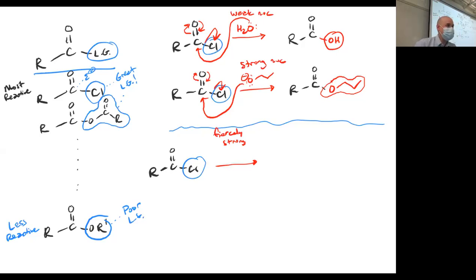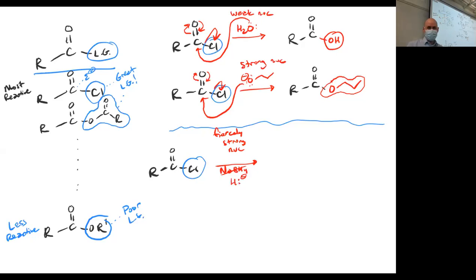LiAlH4? NaBH4. All right, you're going. Sodium borohydride. Sounds fine. Fiercely strong nucleophiles. So for example, NaBH4, which just like lithium aluminum hydride, just kind of cross it off and imagine that it's just H minus. So they're basically doing the same thing. So we've got an H minus. Is that a strong nucleophile? It is strong. It's ridiculously strong. It's fiercely strong.